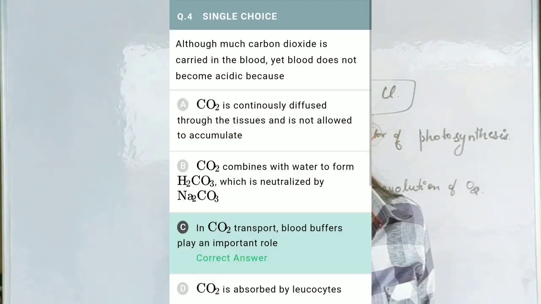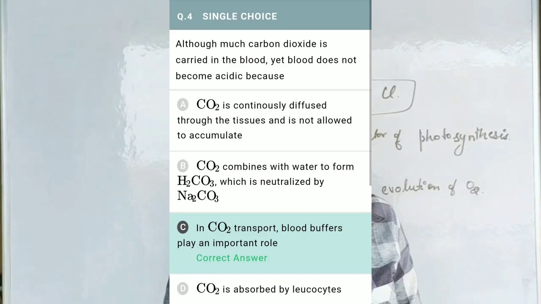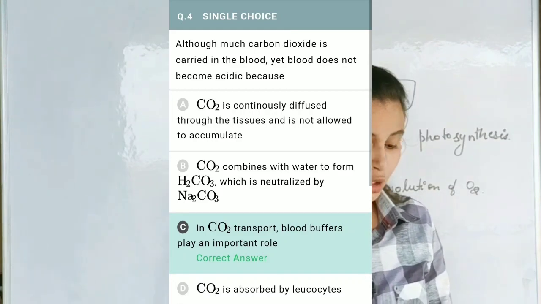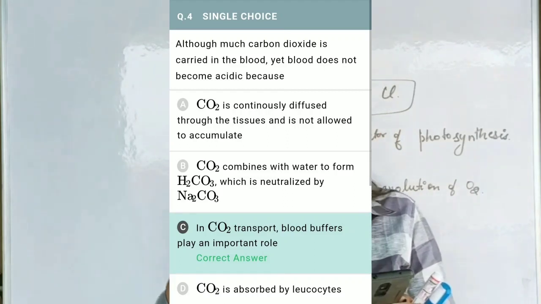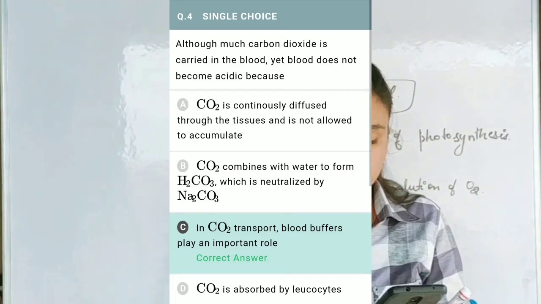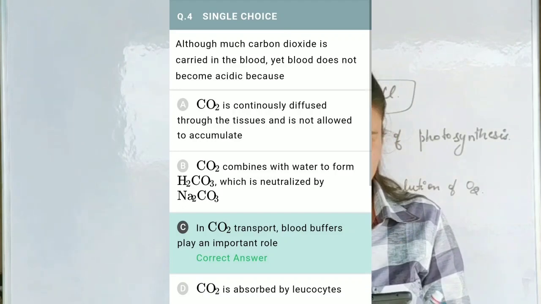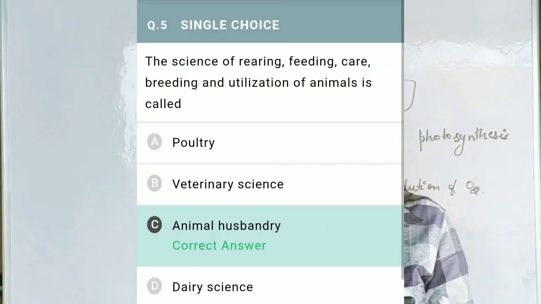Although much carbon dioxide is carried in the blood, yet blood does not become acidic because. So the correct option is in CO2 transport, blood buffers play an important role. Now move to next question, question number 5.